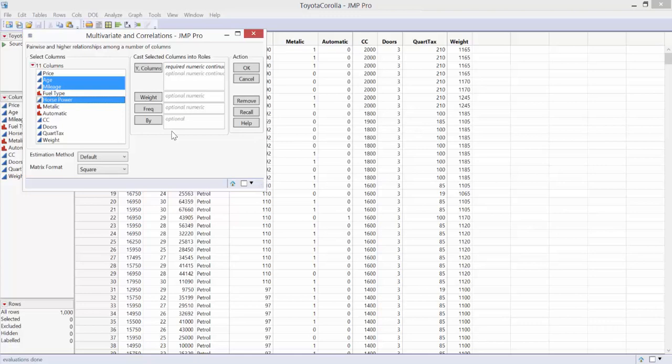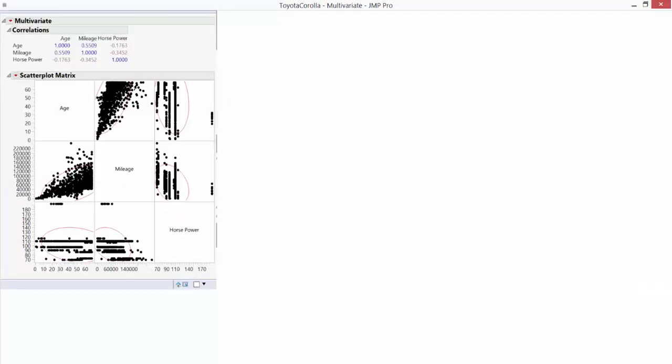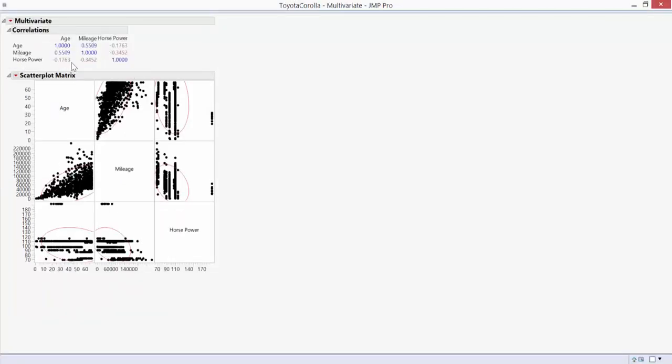I exclude price, I exclude y, right? I want the x's to be highly correlated with y, right? That's the basis of my regression. They're highly correlated with y, and that's what allows me to build a model. Now that's okay, but I want them to be mutually non-correlated among themselves. So I add them into the Y columns, and then I click OK. It gives me a couple of things. Thing number 1, it gives me a correlation matrix, each one with each other one, and it also gives me this graphical representation.